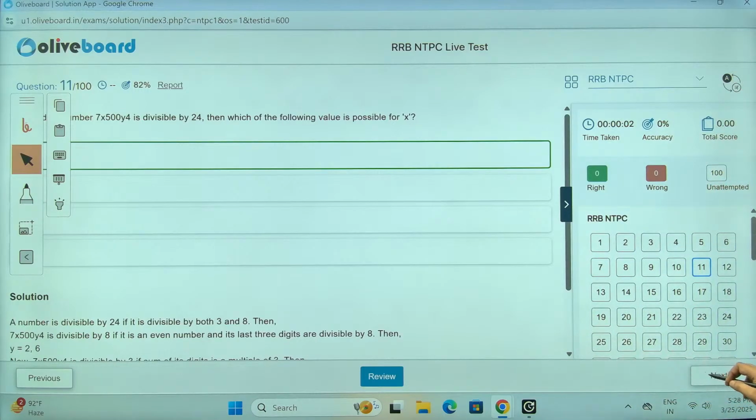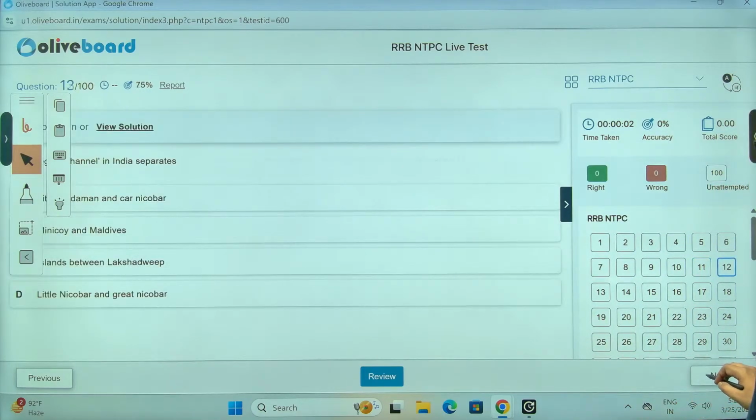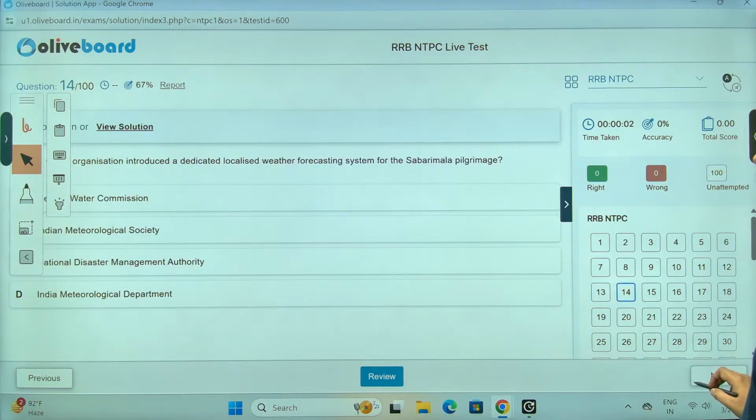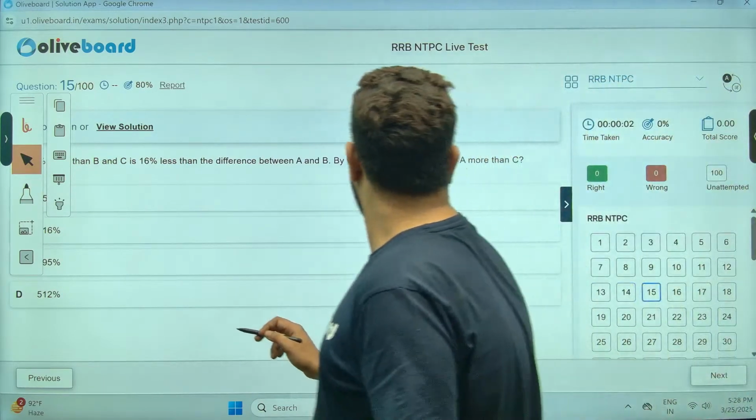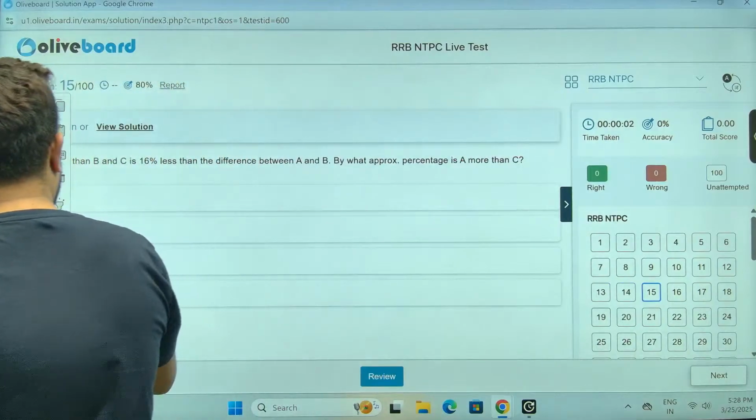Moving on, sir. Moving on. ये भी हमारा नहीं है. Not this one. Yes, this one's. ये क्या है?